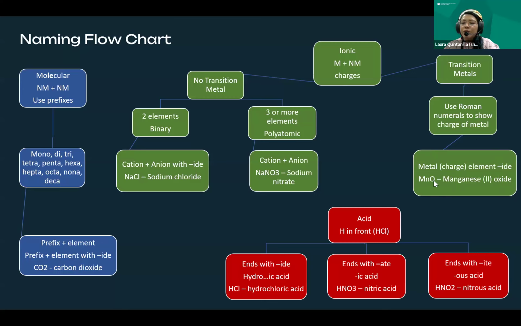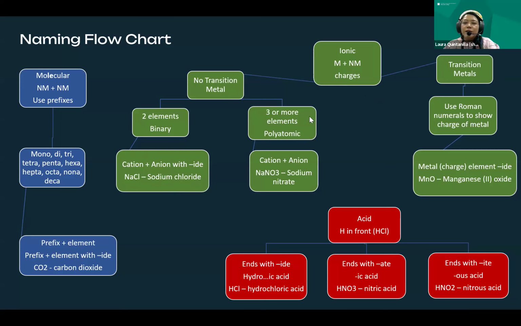In this example, and we'll go over charges later as well, the manganese charge is a 2. So that's why there's a 2 here in the Roman numeral. And this rule continues about turning things into IDE, so the oxygen will become oxide. On the other side, if you don't have a transitional metal, it's pretty much the same. It's just the cation, and the anion will become IDE. So if you have something like NaCl, Na is sodium, and then chlorine will become chloride.